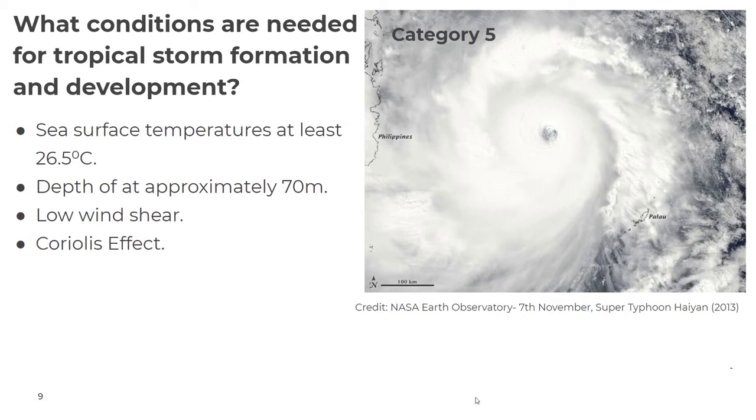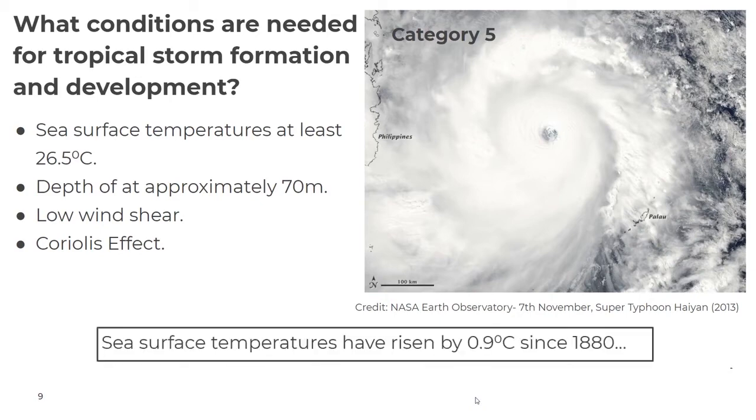So interestingly, one of these conditions is already starting to change. Sea surface temperatures have risen by 0.9 degrees Celsius since 1880. Could this be due to climate change? And what effect has this had on tropical storms? And also, what might happen in the future if this change continues? And that's what we're going to review for the rest of this lesson.